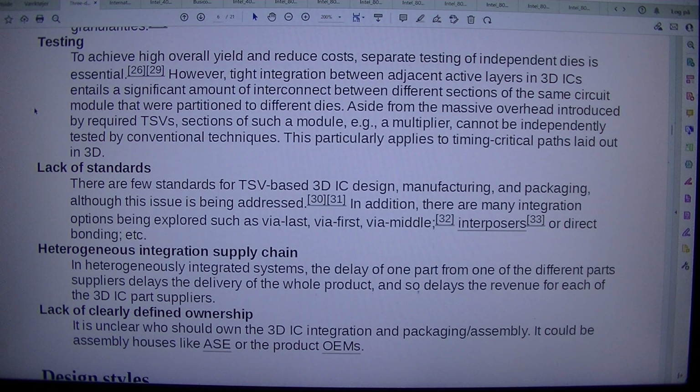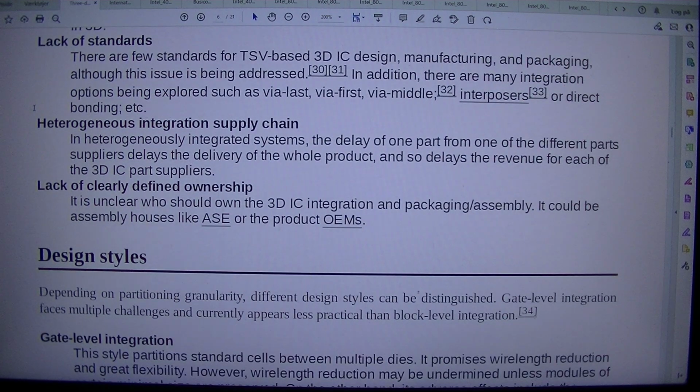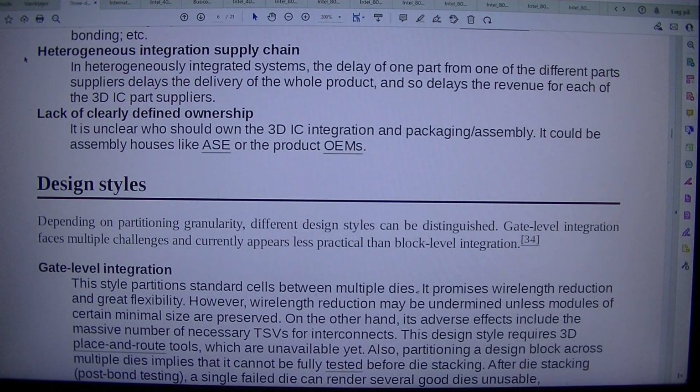Heterogeneous integration. Supply chain. In heterogeneously integrated systems, the delay of one part from one of the different part suppliers delays the delivery of the whole product, and so delays the revenue for each of 3D IC part suppliers. Lack of clearly defined ownership. It is unclear who should own the 3D IC integration and packaging/assembly. It could be assembly houses like ASE or the product OEMs.